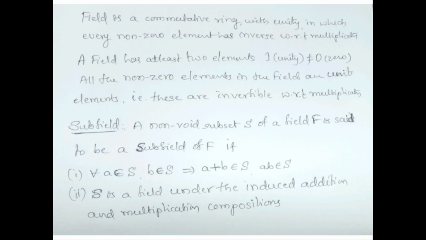A non-void subset S of a field F is said to be a subfield of F if for any two elements a, b contained in S, a plus b must be contained in S, that is, closed with respect to addition. a into b is contained in S, that is, closed with respect to multiplication. And the second condition is S must be a field under the induced addition and multiplication compositions.